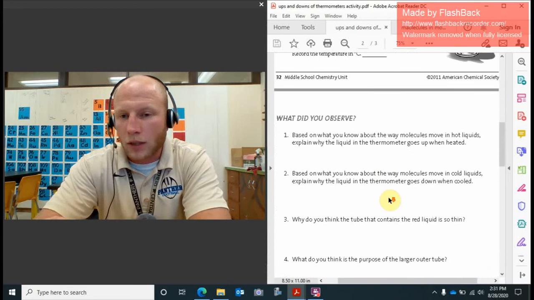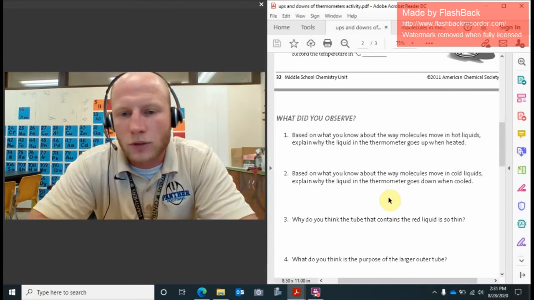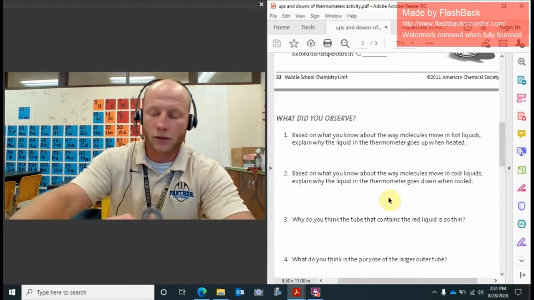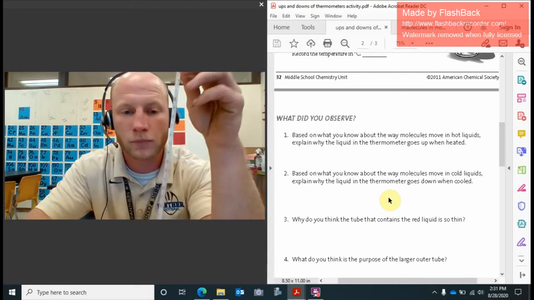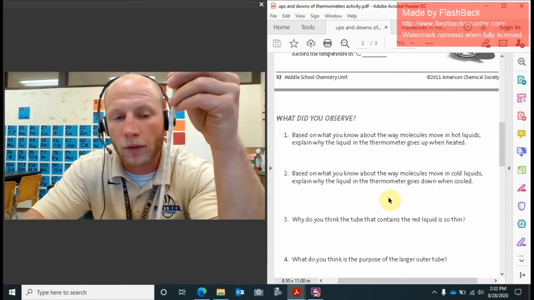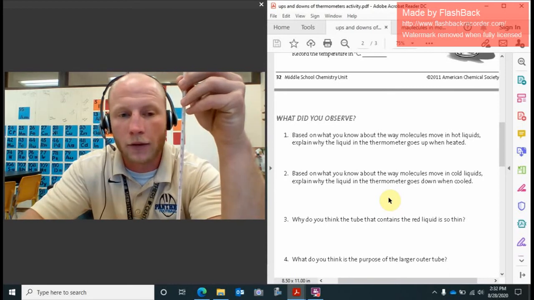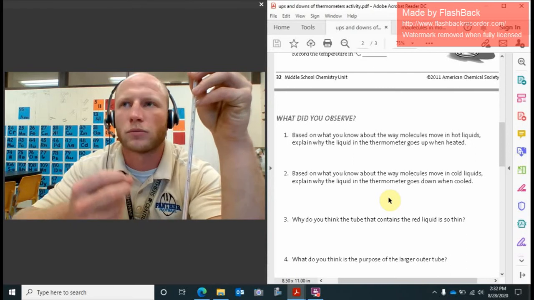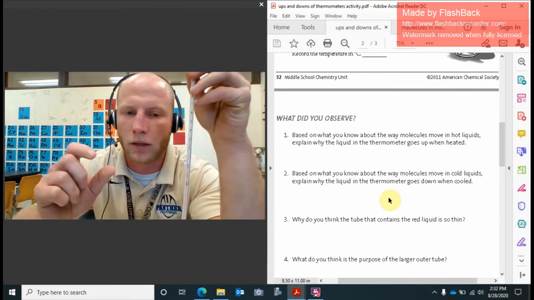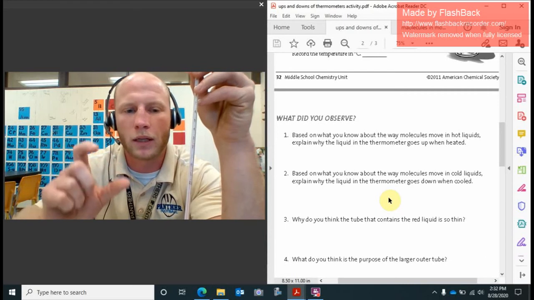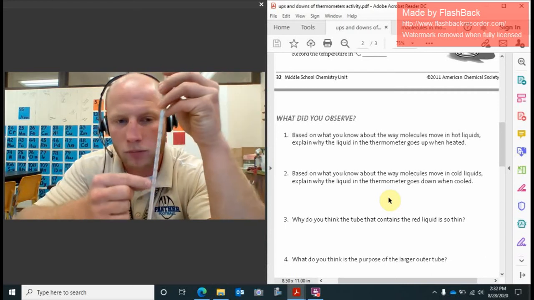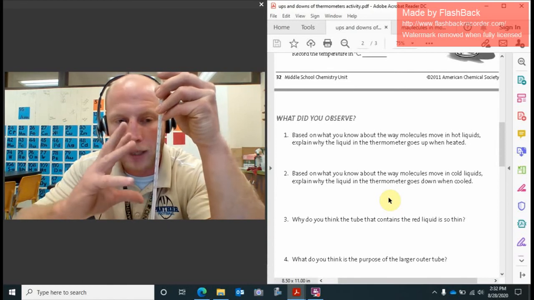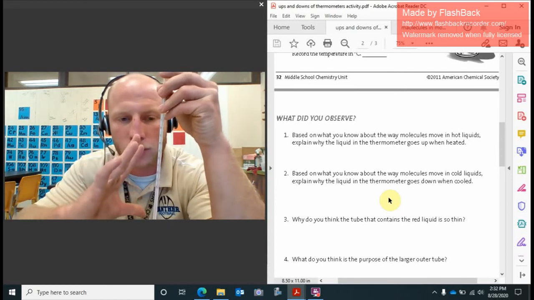So number 3 says, based on what you know about how molecules move in hot liquids, explain why the liquid in the thermometer goes up when heated. Well, there's a liquid in here. It's alcohol. Okay. And we know that liquids, or any matter for that example, if you warm up that matter, the particles will begin to move faster. As the particles move faster, then the space increases between all of the individual particles in this liquid. Okay, so as the spaces increase between the particles, then the liquid as a whole expands.